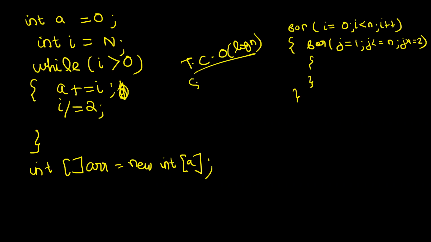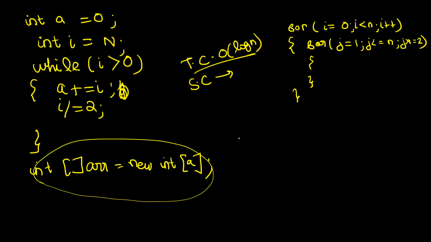I'm more interested in the space complexity. For sure, this space complexity is not big O of 1. Why? Because we're making a new array. And what is the size of the array? A. So you can say that the space is big O of A. But I want to find A as a function of n. मेरे को answer देना है n में. ठीक है? And do you guys agree that A will be dependent on the value of n only, or the value of i only, whatever? A will depend, na? A will be dependent on n.